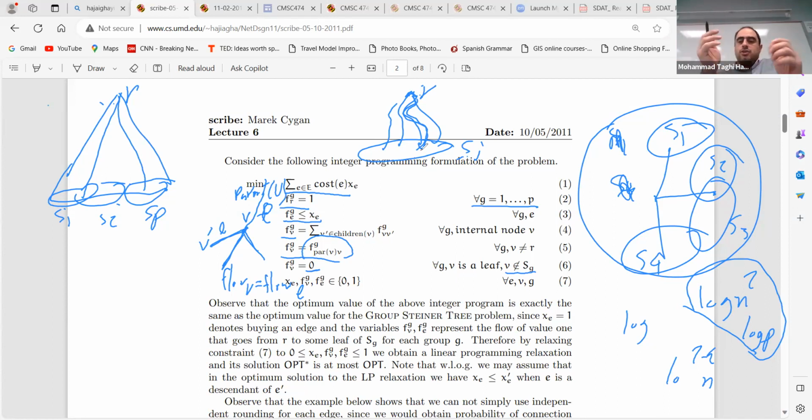And this is the way, so I can just relax this. So how do I relax it? I will say that all these x's are between 0 and 1. So I will just relax this LP, and I will get a solution to this LP, which is opt star, which is at most opt.